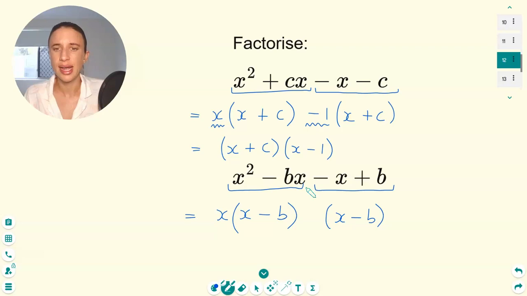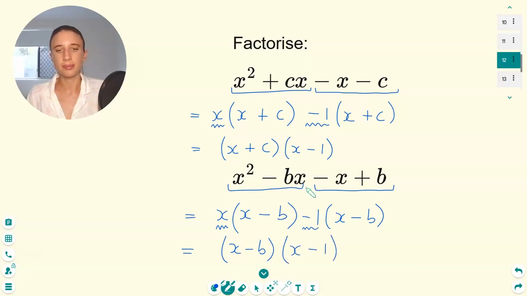So what should go out the front? x times what gives me negative x? Well, it should be negative 1. And then, yes, negative 1 times negative b does give me positive b. So sometimes you can just make the other pair of brackets so that it's the same and then sort of factorize backwards. Hopefully that makes sense. Then we realize, what's the common factor between these two terms? The common factor is the pair of brackets. So let's chuck it out the front. x take b, and then whatever's left over is going to be that. That is the factorized form.